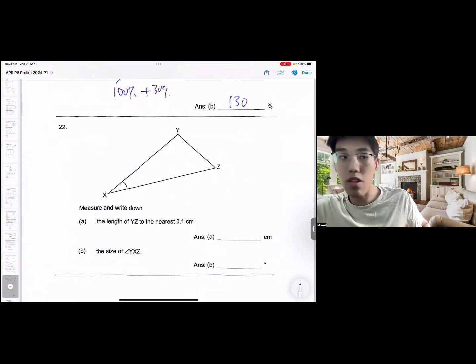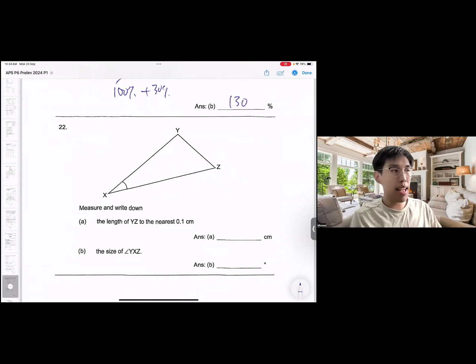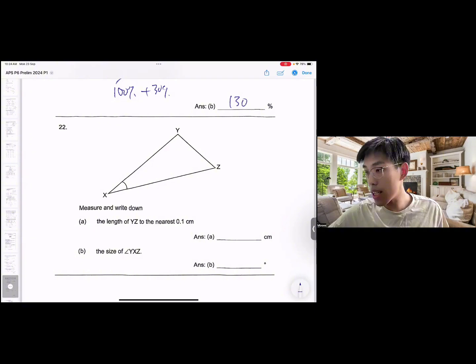Oh yeah, I don't have a protractor with me right now. But based on what I see, it's about 20 something, 27-ish. The last time I recorded this answer, it was 27. Let me quickly go and check for my past records. Paper 1.